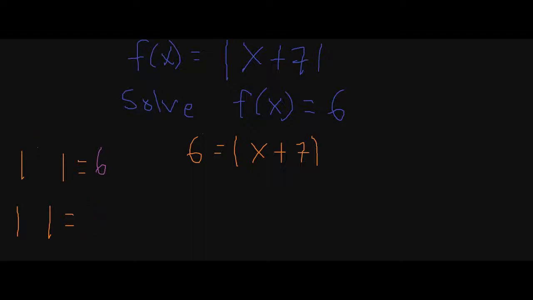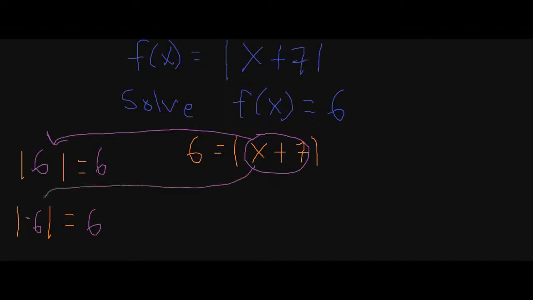Well, one of those possible solutions is 6. The absolute value of 6 is 6. What's the other one? Well, the other one is negative 6, because remember that the absolute value will take a negative number inside and turn it into a positive. So the absolute value of 6 is 6, and the absolute value of negative 6 is 6. So that means that this in here needs to simplify to either get 6 or get negative 6. And this is why we're going to break it up into two equations.